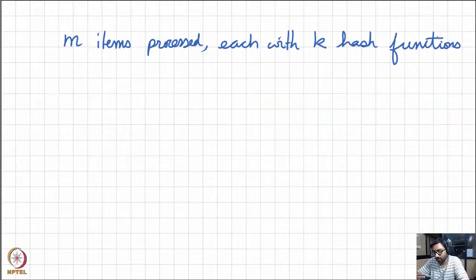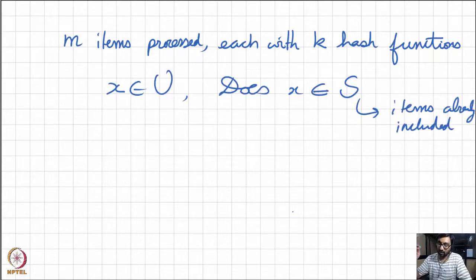Now let us consider the scenario where m items have been processed and each of them has been processed with k hash functions, and now we get a particular item, a user ID from the universe. Let's call that x. The question is, does this item x already belong in the set S? Okay, so what we are going to do now is we're going to take x, we're going to hash it using each of the k hash functions and check to see whether each of the indices pointed to by the hashed values is set to 1.